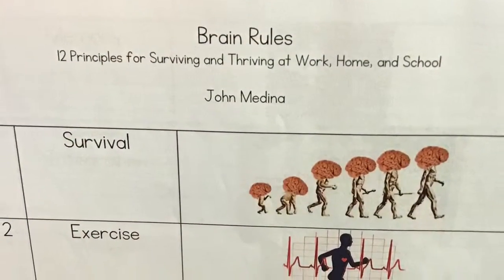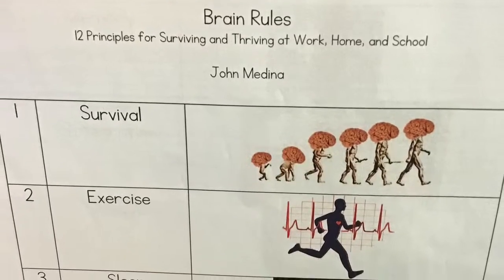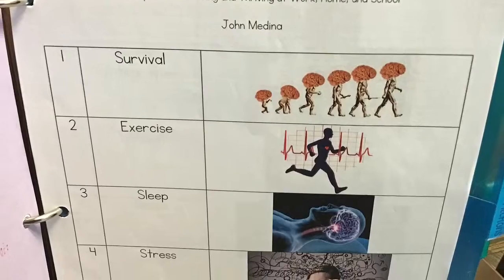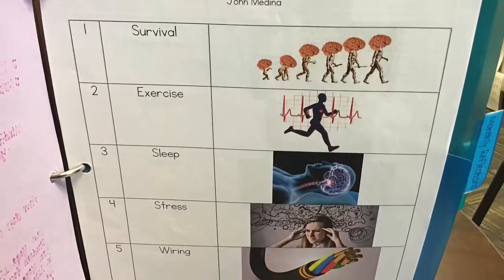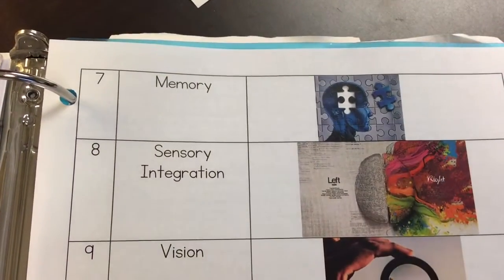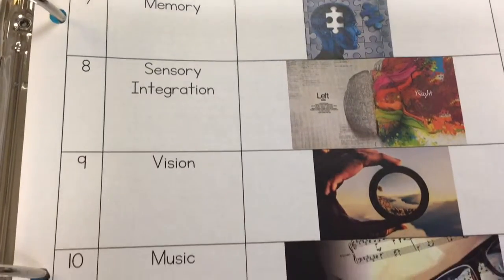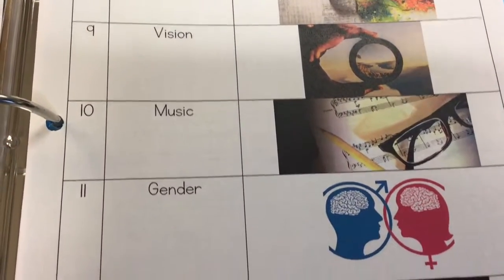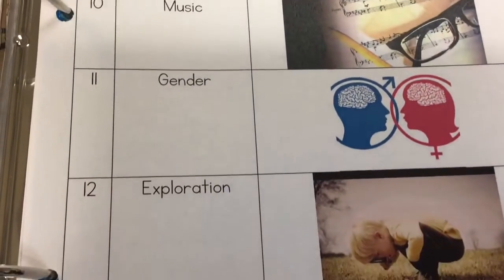One of my favorite books that I read throughout this program was Brain Rules: 12 Principles for Surviving and Thriving at Work, Home, and School by John Medina. I thought that it really went well with my professional development plan and really helped me become a better educator, wife, mother, and professional.